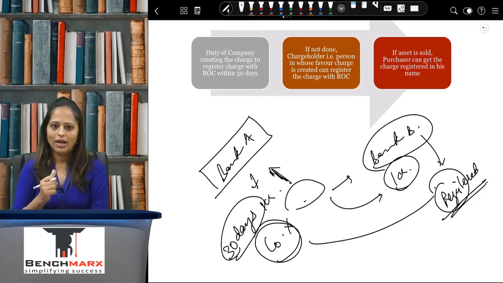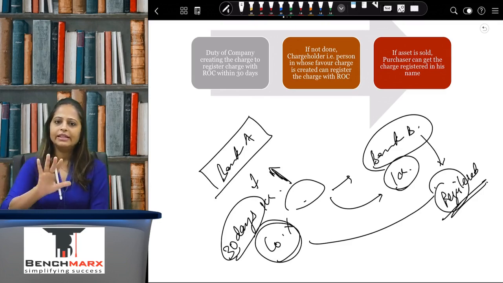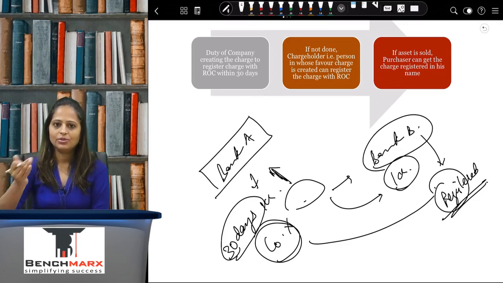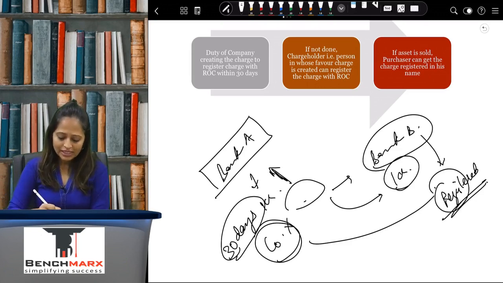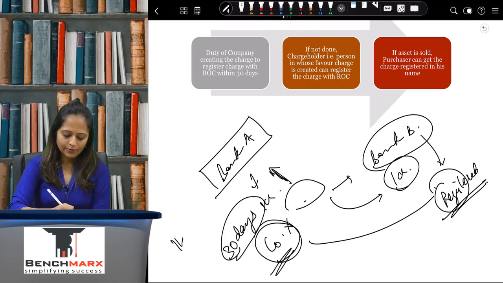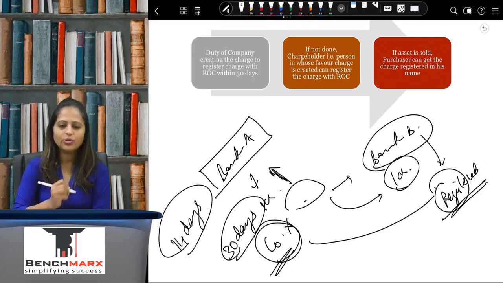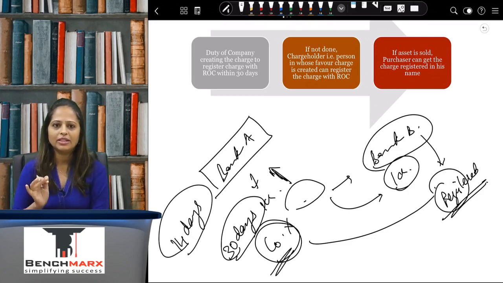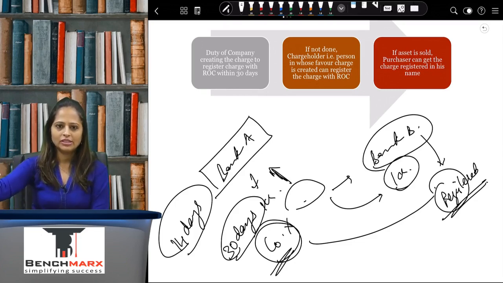Now once you go to the ROC, if you tell the ROC that this charge is created on this asset, he is not going to register till he asks the company. So he will give a notice to the company. He'll ask the company, is this charge created? Have you taken the loan? And it will give a 14-day time period. In the 14 days, the company has to intimate the ROC that yes, a charge has been created and you can register the charge, or it will say, okay, we are in the process of filing the documents, please do not register the charge which is made by the charge holder, we'll register it on our behalf, so please don't register that.